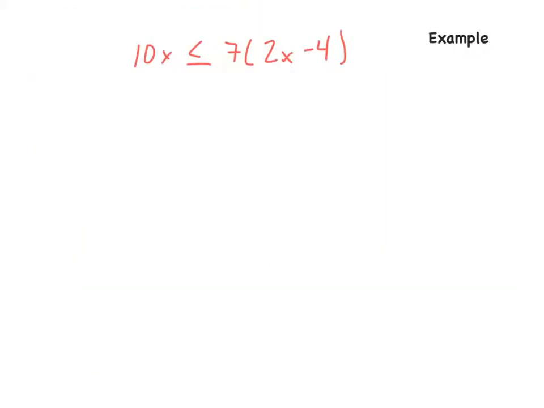So now what I want you to do is to try this one yourself. Pause the video. Try it, unpause the video when you're ready to see what I have done. Alright, so the very first thing, we have 10x is less than or equal to 7 times the quantity of 2x minus 4. So the left side is already simplified. Let's simplify the right side. It looks like we have a number next to parentheses, so we will do the distributive property.